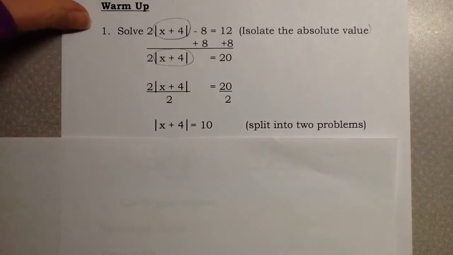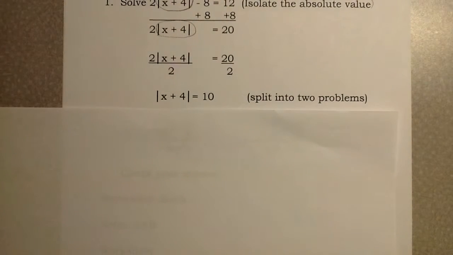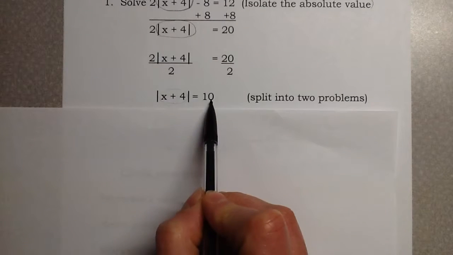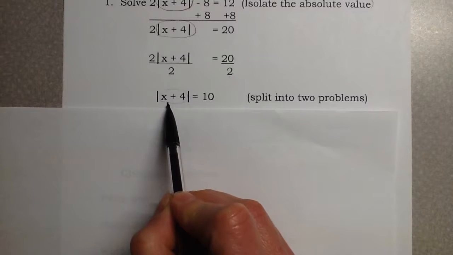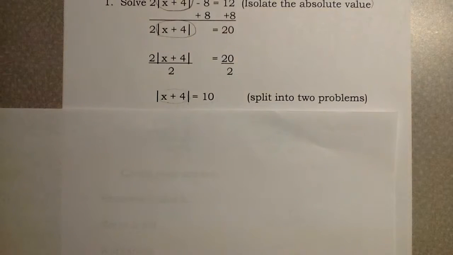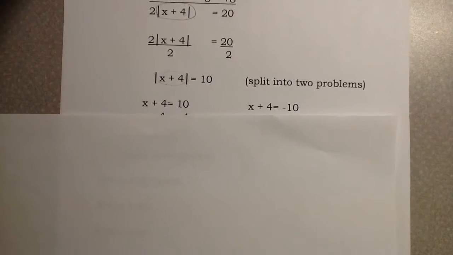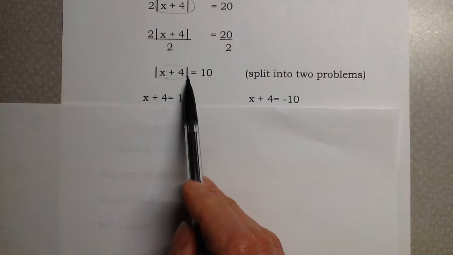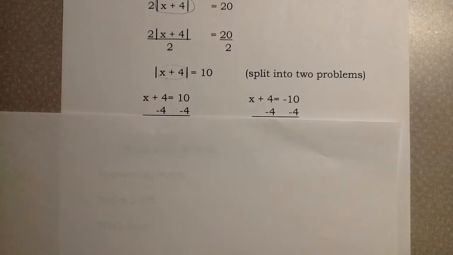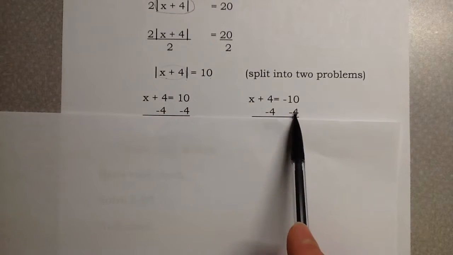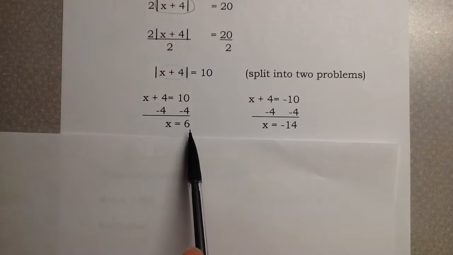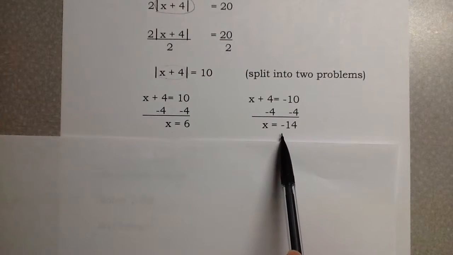Once the absolute value sign is by itself, that's when you split it into two separate problems. Because remember, this value inside here could equal 10, and it would make that true, or this value inside here could equal negative 10. Absolute value of negative 10 is still 10. That's why we need to split that into two problems. So splitting it into two problems, we'll drop the absolute value sign. x plus 4 equals 10. x plus 4 equals negative 10. And then you just subtract 4 from both sides, and you'll end up with two values that could go inside the absolute value and make that a true statement. x equals 6 or x equals negative 14.